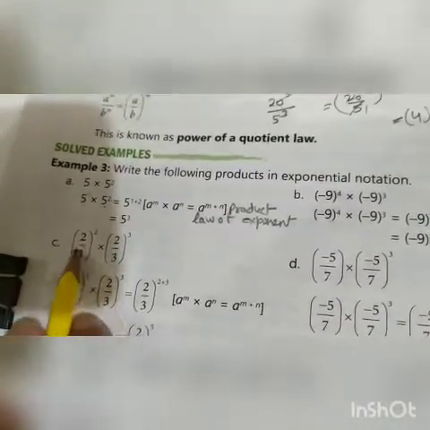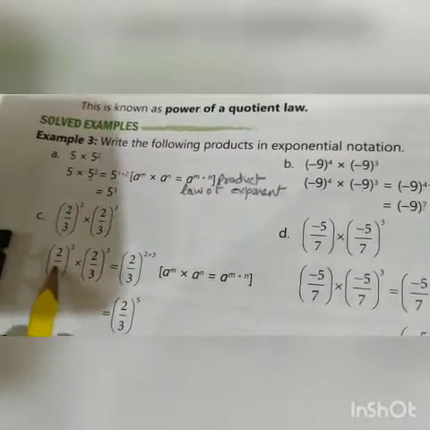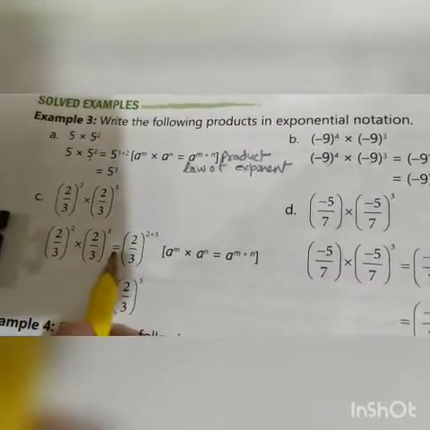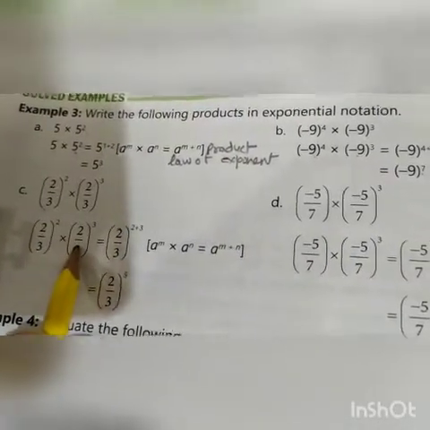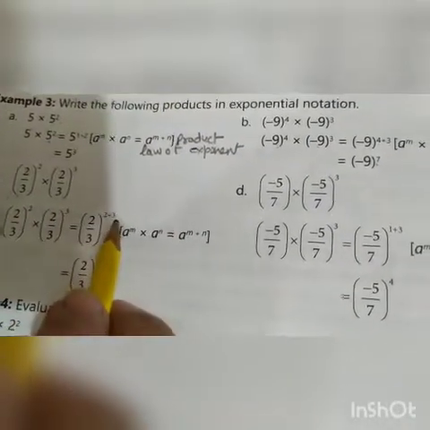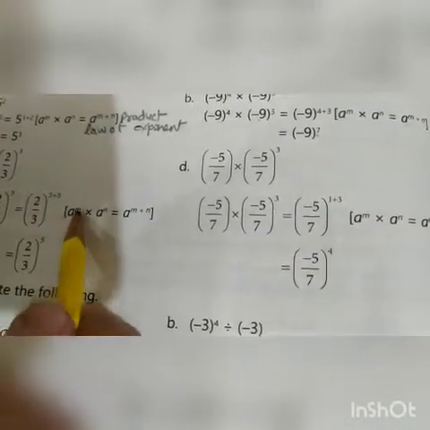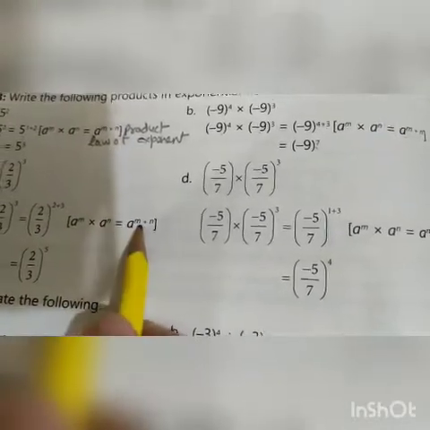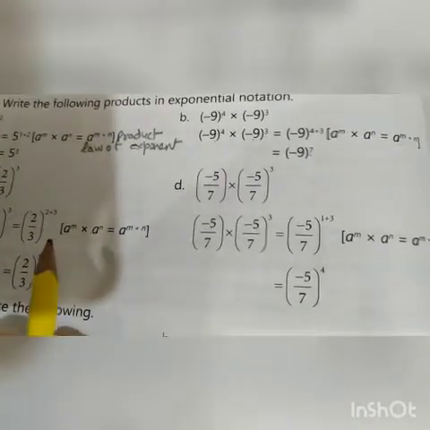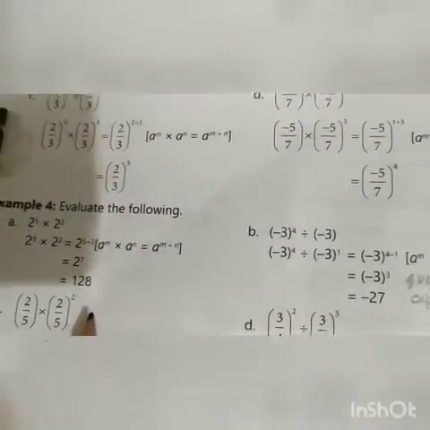Next, C part, same. 2 upon 3 power 2, or we can say 2 upon 3 square, multiply 2 upon 3 cube. What is the base in both the cases? 2 upon 3. So we will write 2 upon 3 and add both the powers, 2 plus 3. It will become 2 upon 3 power 5. Same law, a power m multiply a power n is equal to a power m plus n. We have to mention which law we are using. Same here, minus 5 power 7 multiply minus 5 power 3. Come to the next example, example 4.